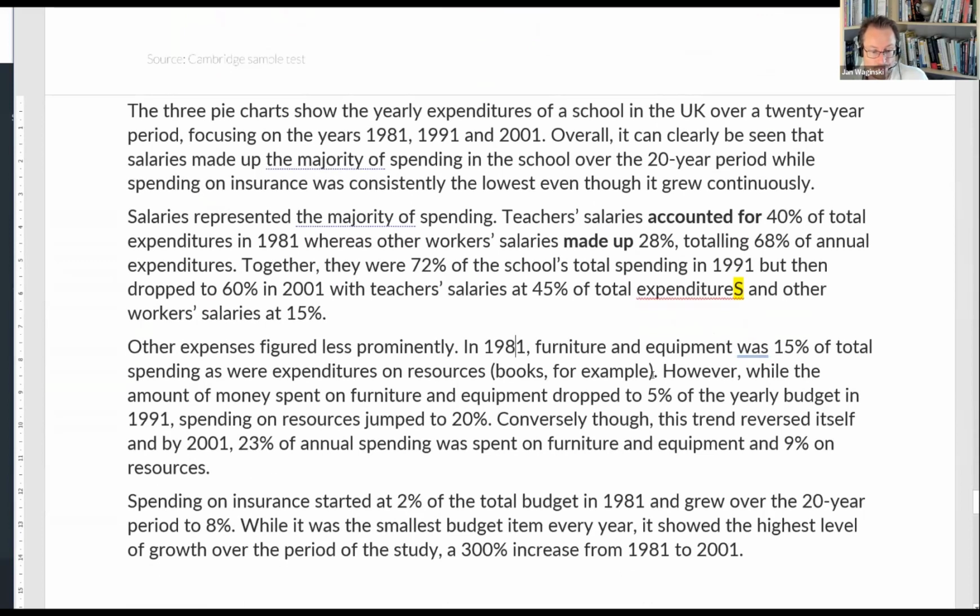Final pattern, spending on insurance started at 2% of the total budget in 1981 and grew over the 20-year period to 8%. While it was the smallest budget item every year, it showed the highest level of growth over the period of the study, a 300% increase from 1981 to 2001.